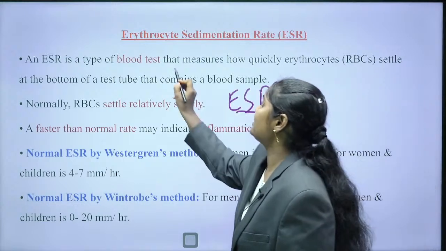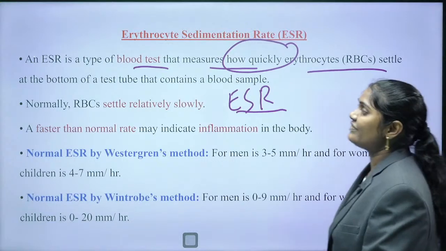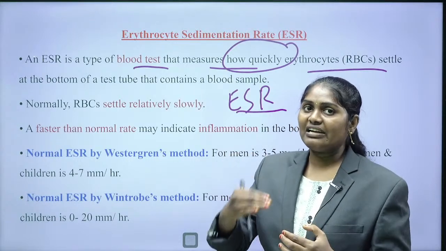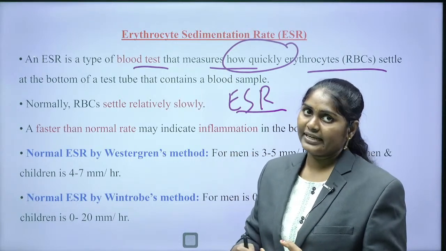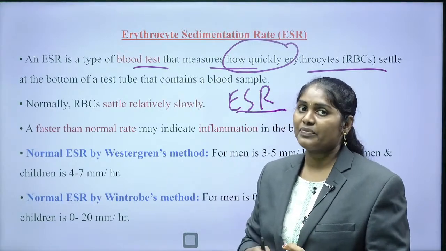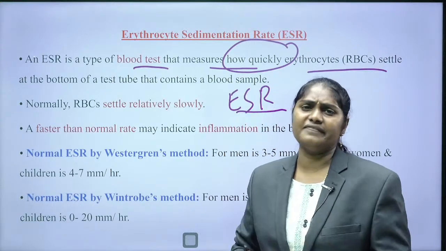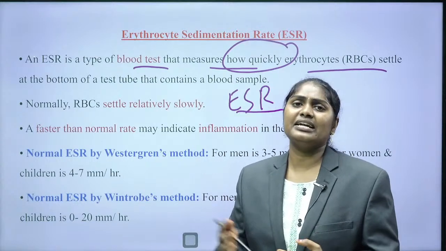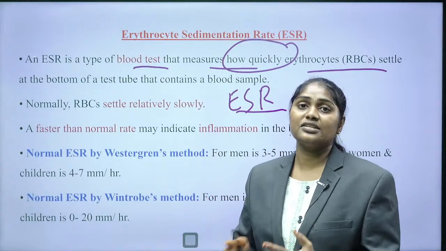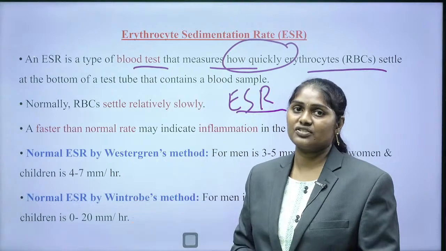It is a blood test mainly to measure how quickly erythrocytes settle at the bottom. Erythrocytes are nothing but RBC cells. So how much time do they take to settle at the bottom? If they settle quickly, for example within 10 minutes, that means the person is not that healthy; he is having some inflammations or infections.